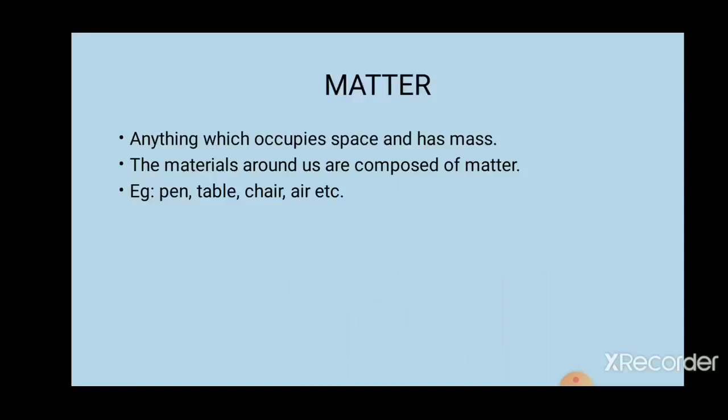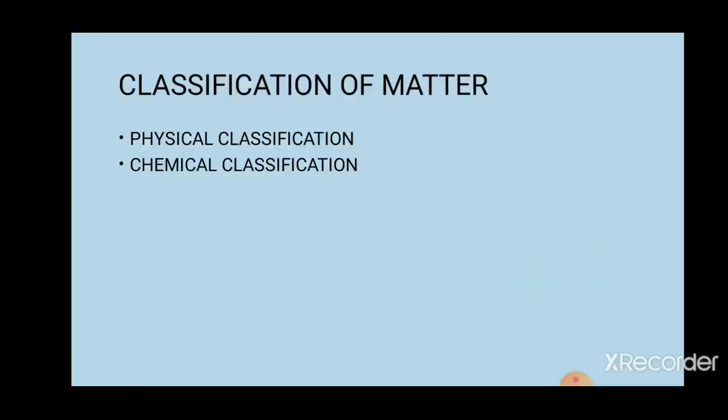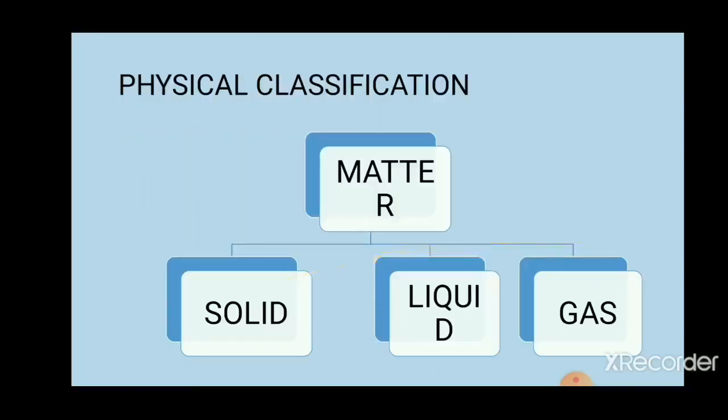That means the material which is present around us is composed of matter. Whatever you can see around you, that is pen, table, chair, air, etc. All these are composed of matter. Next, we'll move on to the classification of matter. There are two types of classification: physical classification and chemical classification. Based on physical classification, matter is classified as solid, liquid and gas.